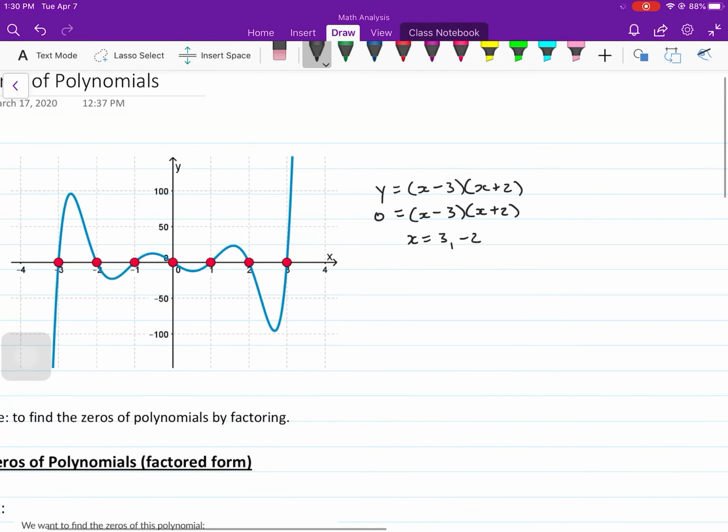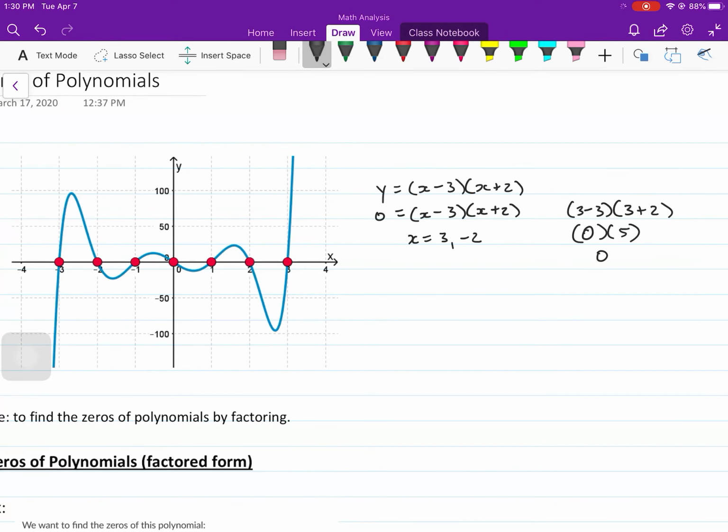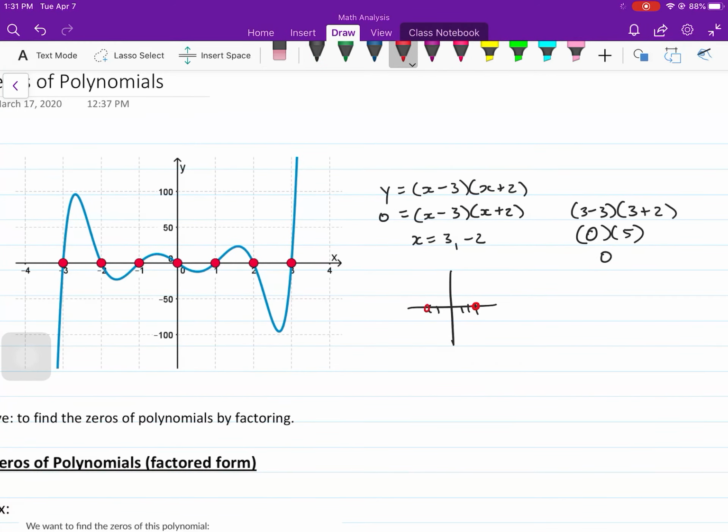So what does that even mean? Well, those are the values if you plug them in. If you plug in a 3 for x, 3 minus 3 would get you 0 times 5, which is 0. Same thing with negative 2, it also zeros out. And anyways, when you graph these, your zeros would be where it crosses the x-axis, and a parabola would only have 2.